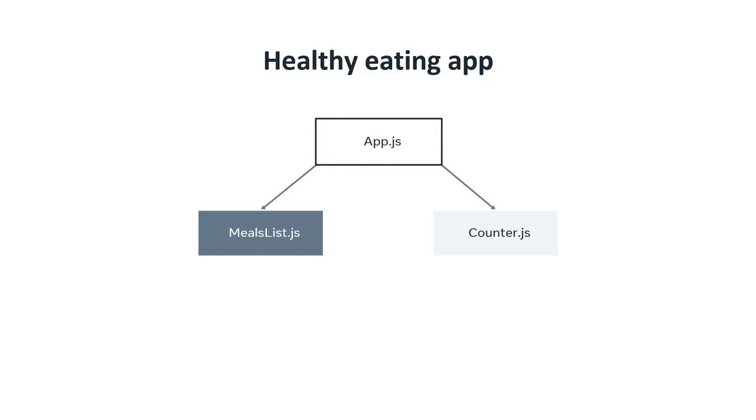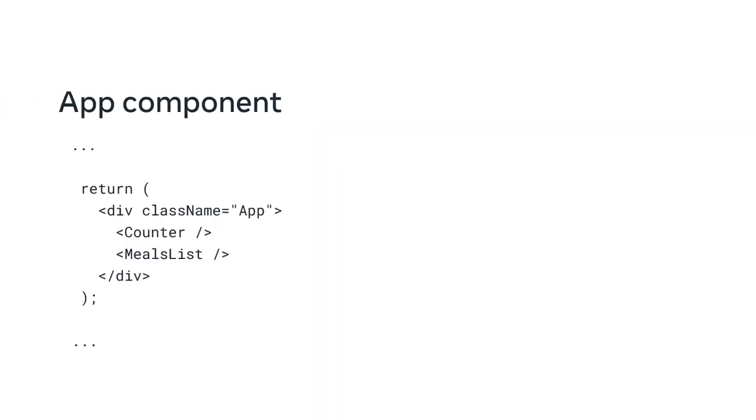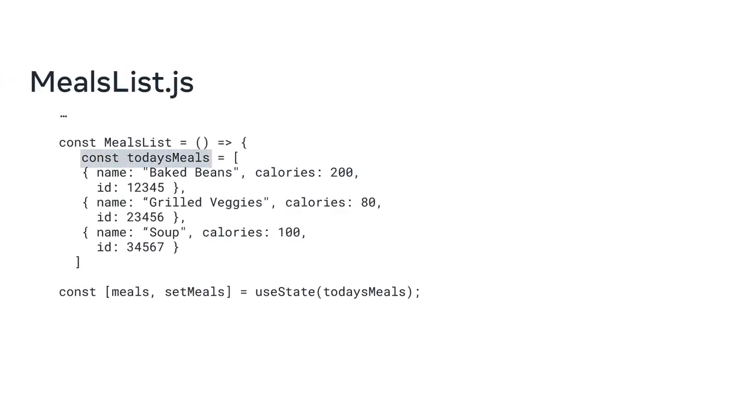Let's explore each component in a little more detail. First, the app component imports the meals list and counter component and renders them on the screen. Next, the meals list component uses the useState hook to list a day's meals which are stored in an array. The array elements are saved inside the today's meals variable. Then the meals state variable is initialized to hold this value. In other words, the meals state variable holds the array.